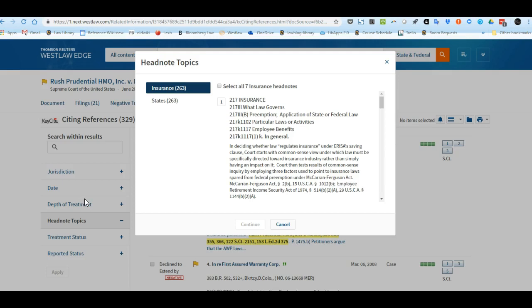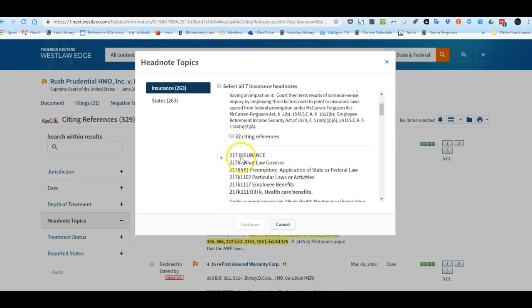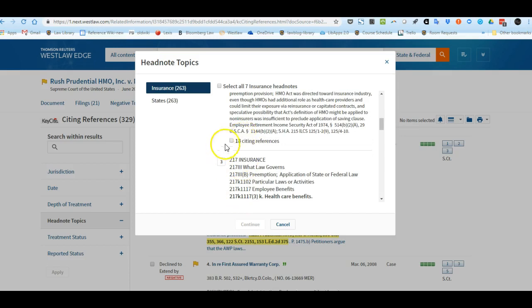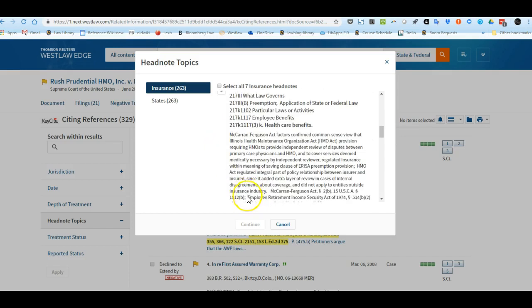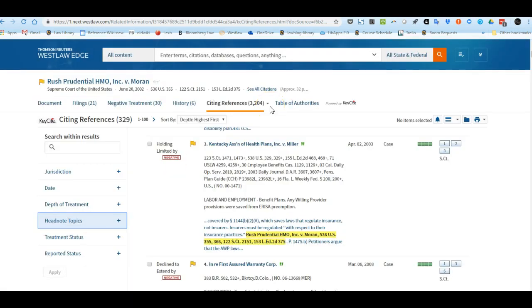If we wanted to look at cases that cited with more than one headnote, we could click in citing references in the headnote topic filter, and I could scroll down here and choose a couple of different headnotes. So I just click on the box underneath the headnote I was interested in. So 18 citing references for headnote 3. I see 49 citing references. So again, these are ways of using the Westlaw features of KeyCite for research purposes. So using your citator for research purposes. And we also have search within results, as you can see right here.